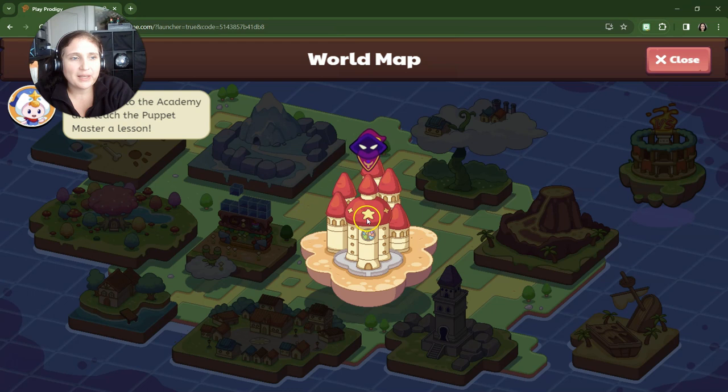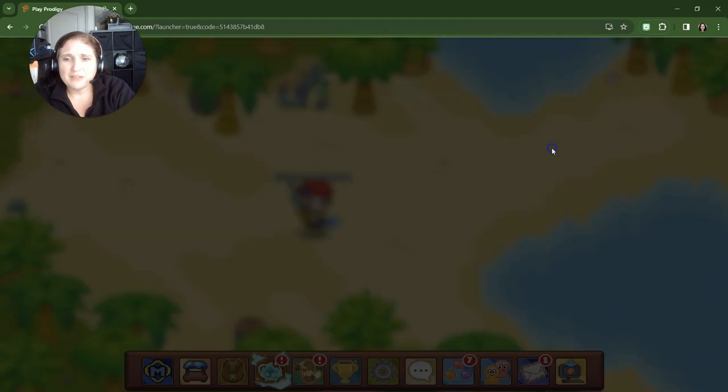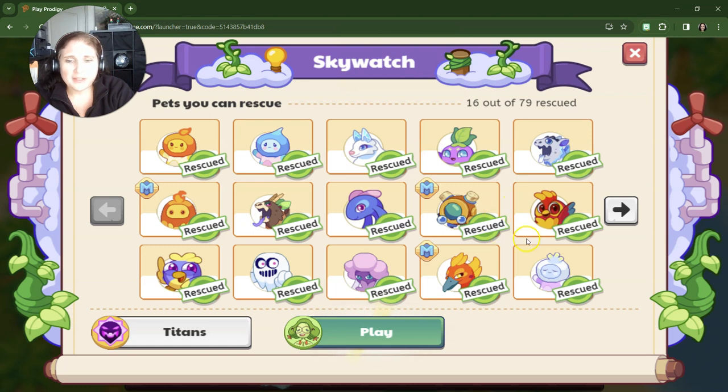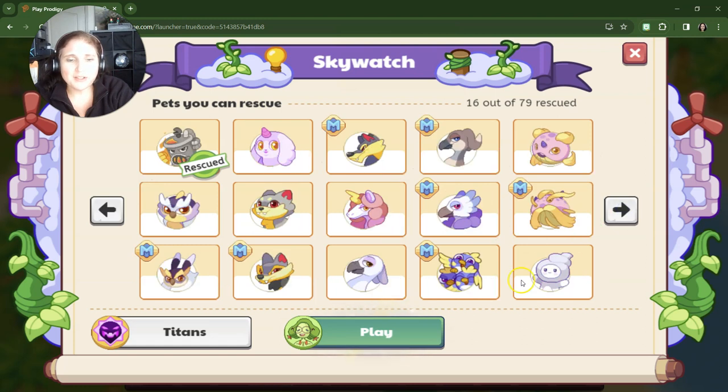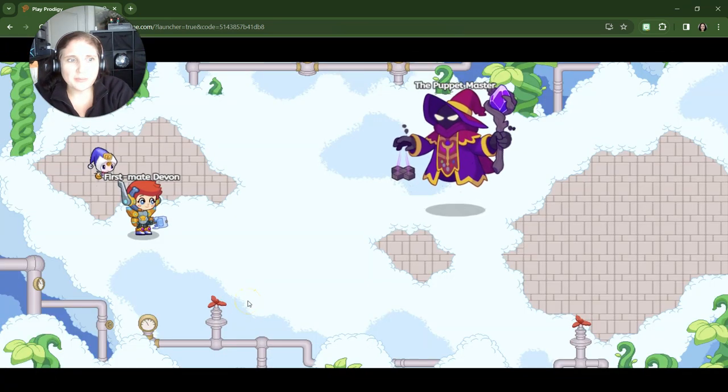Let's hurry to the academy and teach the puppet master a lesson. We've got different things in Skywatch that we need to do, lots who have been rescued. We've got to deal with some titans going on.